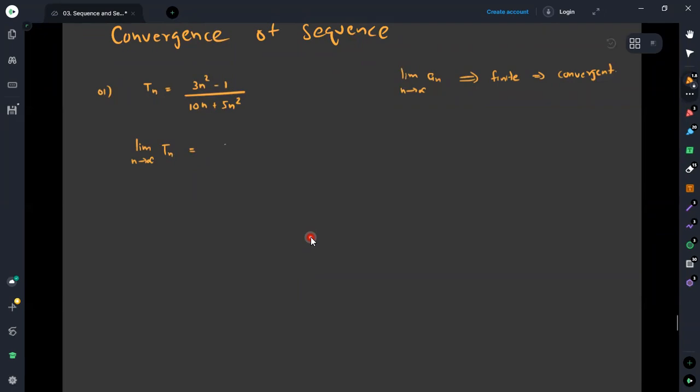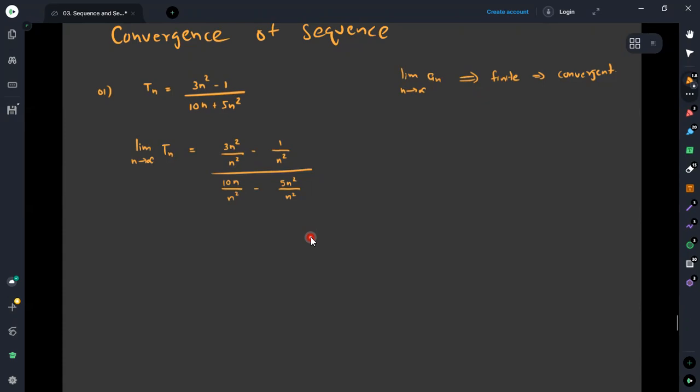Then I will get 3n squared divided by n squared minus 1 divided by n squared, over 10n divided by n squared plus 5n squared divided by n squared. If we look at the powers of n, this is the simplest technique to identify the limit of such a sequence as n goes to infinity.